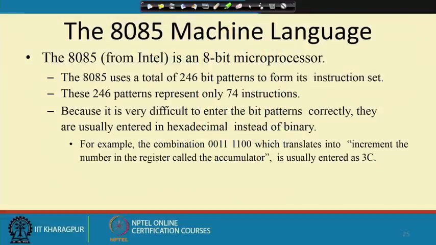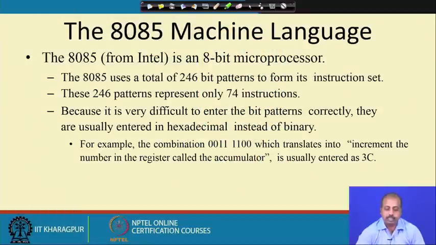For example, consider this particular bit combination, 00111100. This actually corresponds to the instruction which tells the processor to increment the number in the register called accumulator. There is a special register called accumulator in 8085, and if this bit combination 00111100 is executed, it tells the processor to increment the content of that accumulator by 1. So, instead of entering 00111100 as a binary bit pattern, if you are entering the value through a hexadecimal keypad, then the values 3 and C can be entered, and this essentially translates to that. Of course, if you are doing it via some computer, then it will happen automatically.